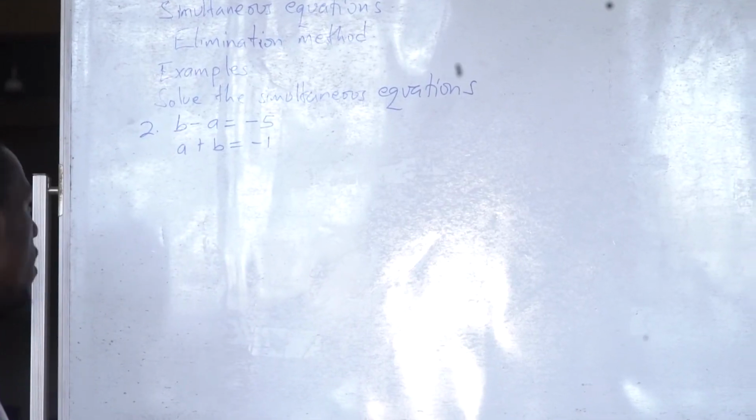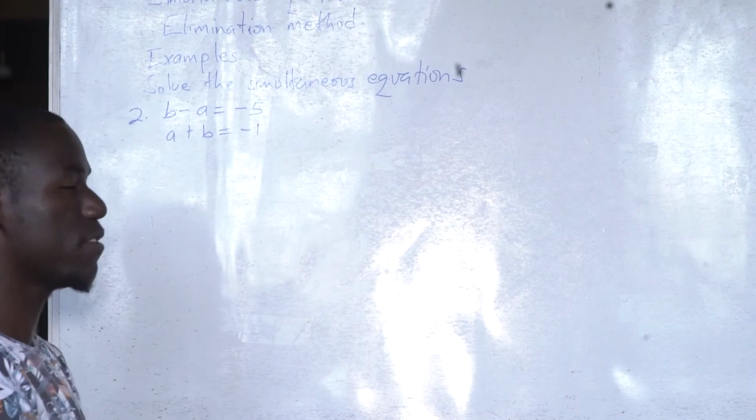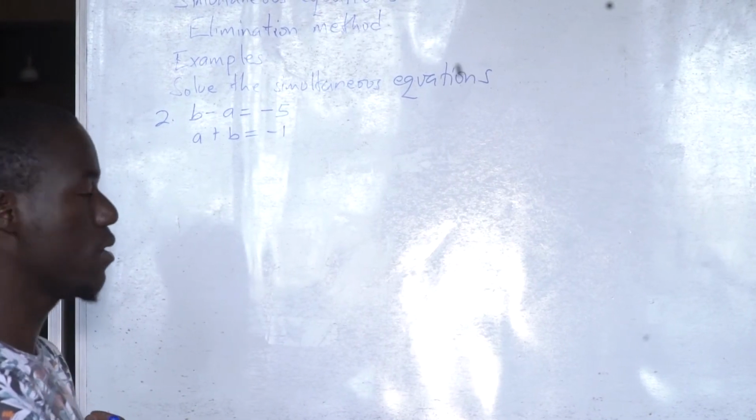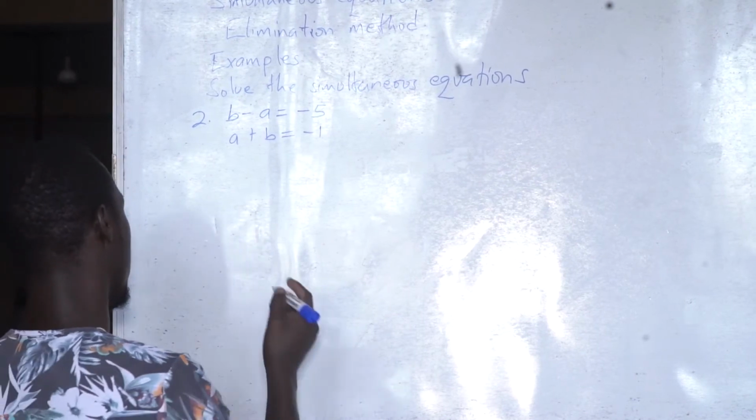Example 2, we are having b minus a is equivalent to -5, then a plus b is equivalent to -1. Step 1, we said we are going to label.